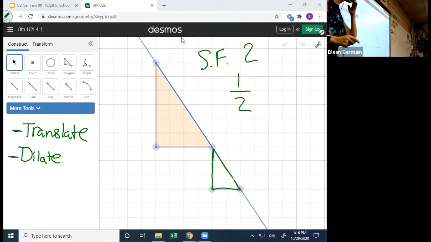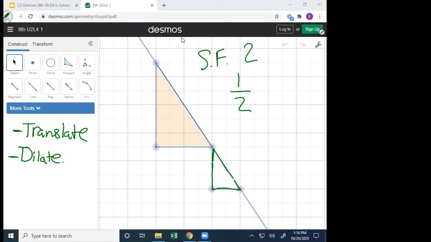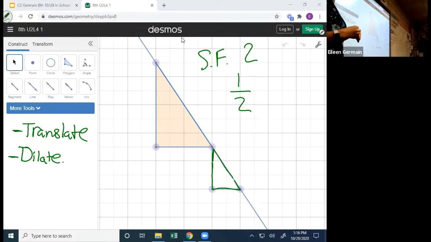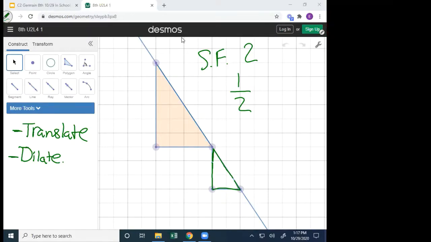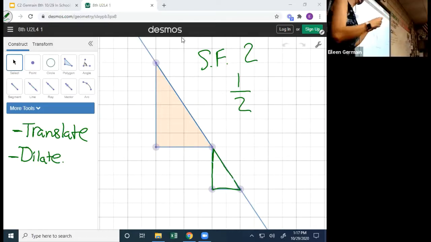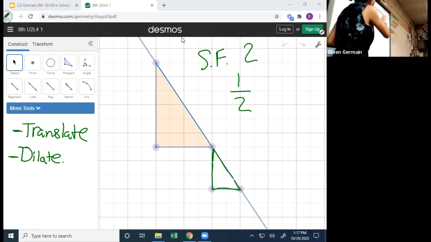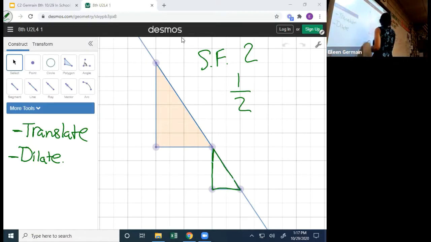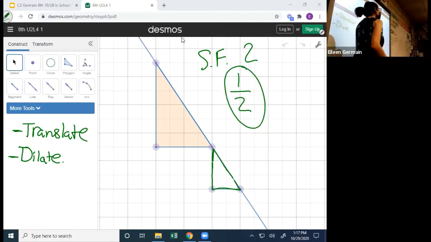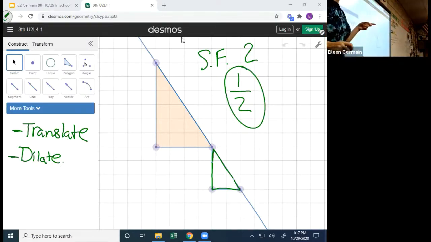What do we think? Less than 1. Less than 1? Was that Landon? Awesome, Landon. And why is it going to be less than 1, Sam? Because it's getting smaller. Sorry, Sam. We're going to say it's going to be less than 1 because it's getting smaller. So we can't say it's going to have a scale factor of 2 because 2 would mean it was getting bigger, right? So let's figure out if we can figure out what the exact scale factor is.